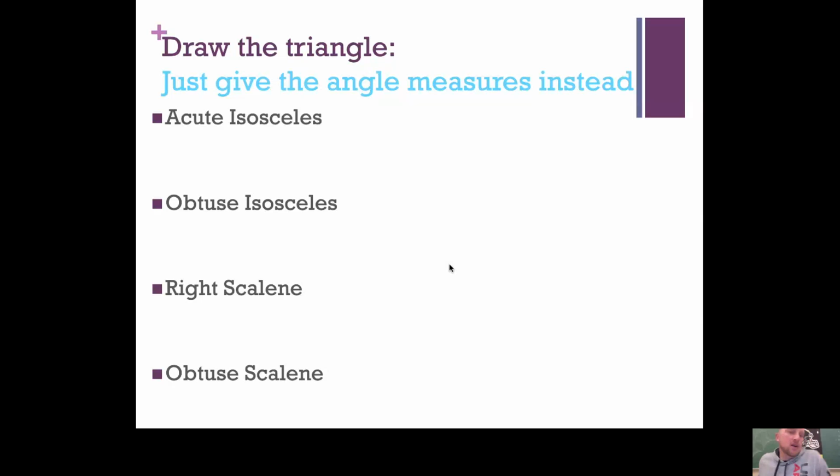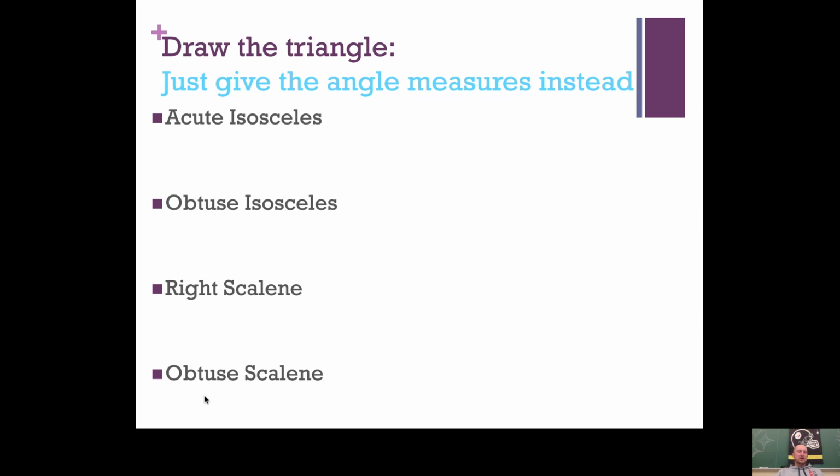This will be the third video for our lesson 5.1 on classifying triangles. A big part of your homework is going to be to draw specific triangles. So they want you to draw these triangles. When you see that, instead of just drawing them, that is important to be able to do, just give the angle measures instead. That provides a better understanding of what's going on.